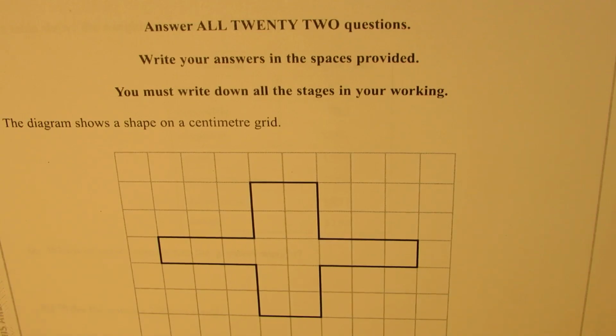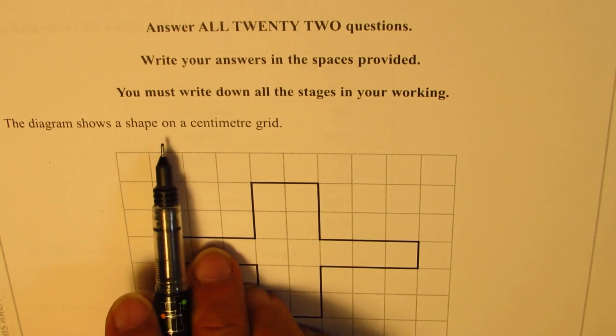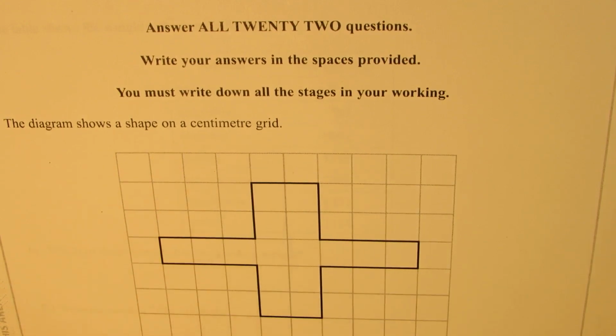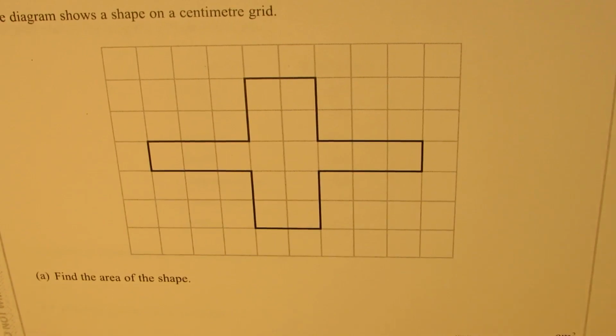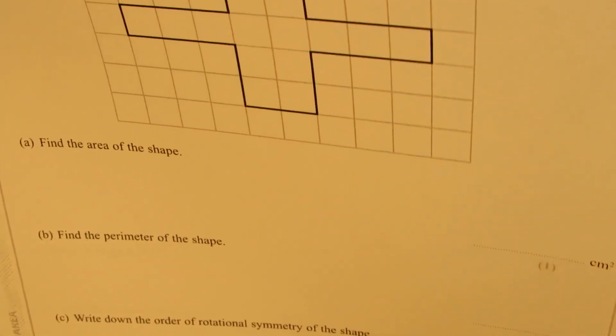Here is question number 1. The diagram shows a shape on a centimeter grid. Find the area of the shape. Now to find the area, you can pause the video, answer this question, then look into my solutions. So let's go through the questions.